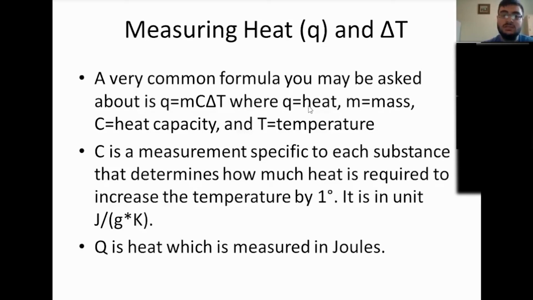C is heat capacity, and it's a measurement specific to each individual substance. Water has its own heat capacity, like iron, steel, everything. Every different material has its own heat capacity. What it essentially means is how much heat, how much energy is required to increase the temperature of 1 gram of the substance by 1 degree, either Celsius or Kelvin. You can see that in its units. Its units are joules per gram Kelvin, right?